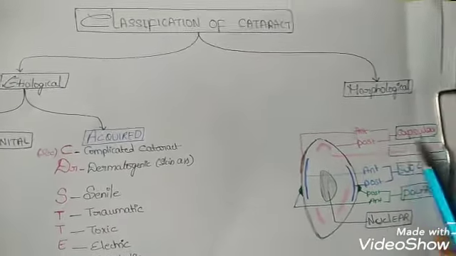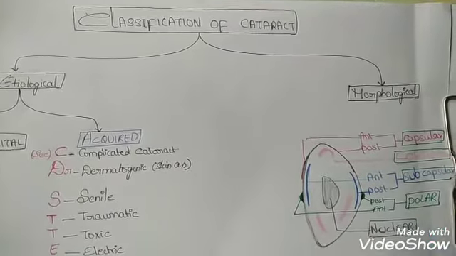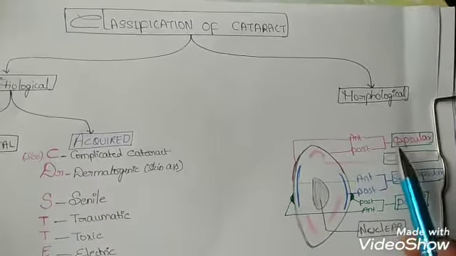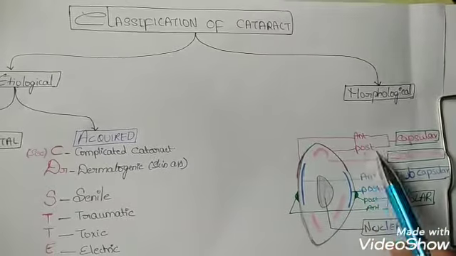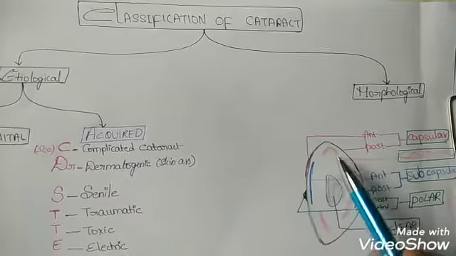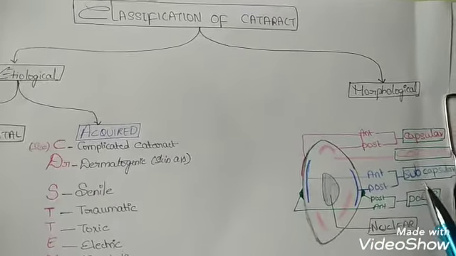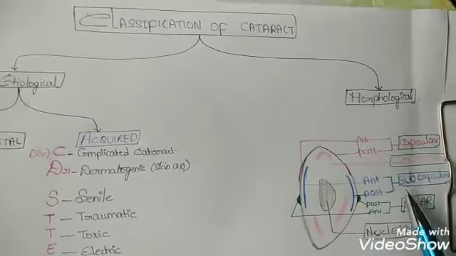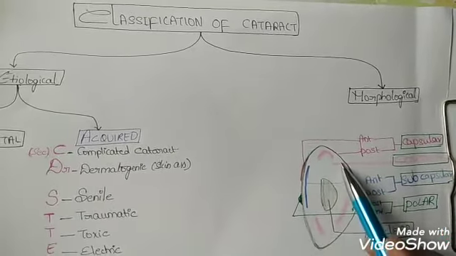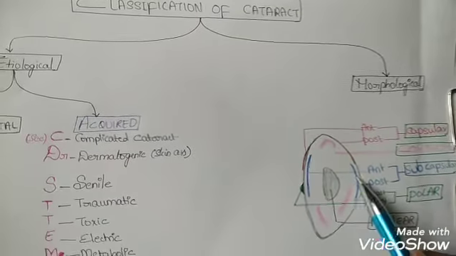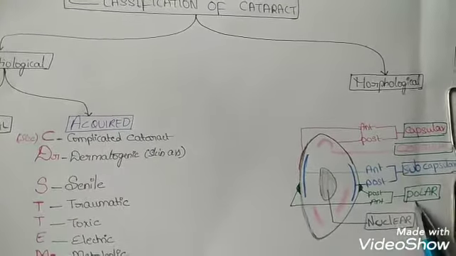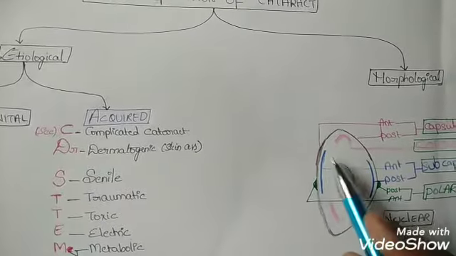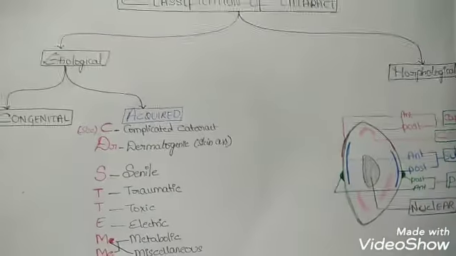Okay, now let us see the morphological classification. Majorly it is like capsular, cortical, subcapsular, polar, and nuclear. Again, in capsular, it is anterior capsular, posterior capsular, which involves the anterior capsule and posterior capsule respectively. Then it is cortical, which involves the cortical area. Then subcapsular, which involves just beneath the capsule region. And then the polar, which involves the anterior pole and the posterior pole. Then the nuclear cataract, which involves the nucleus.